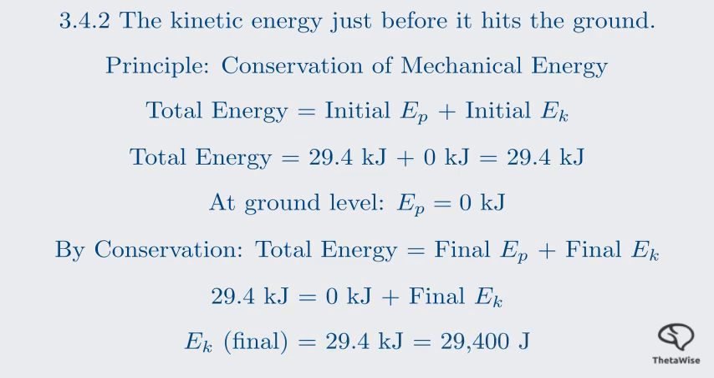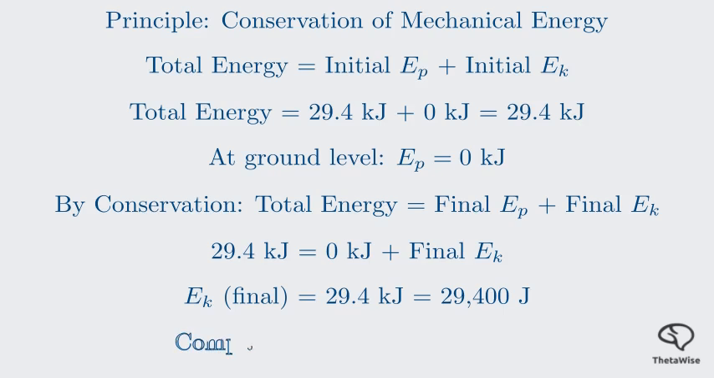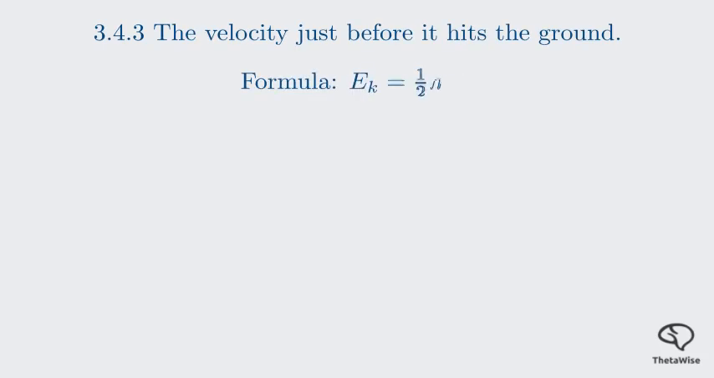The marking guideline states that the change in potential energy is equal to the change in kinetic energy, which leads to the same result. The kinetic energy is 29.4 kilojoules. This answer is correct. Finally, in part 3.4.3, we need to find the velocity of the object just before it hits the ground. We know the final kinetic energy and the mass of the object.